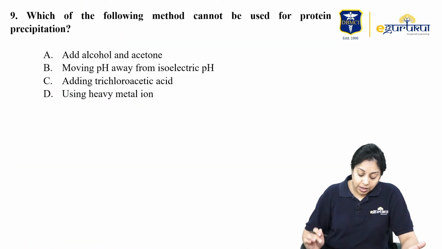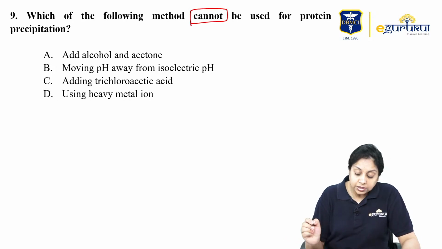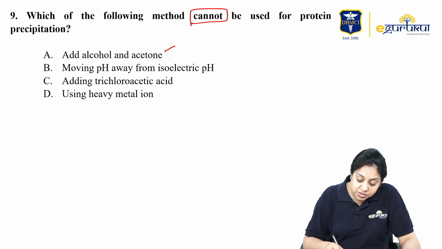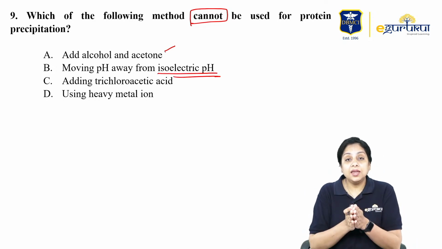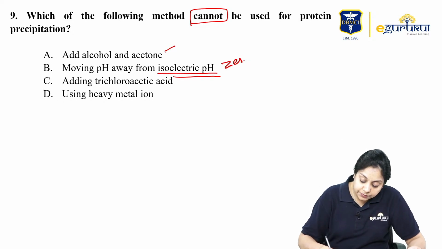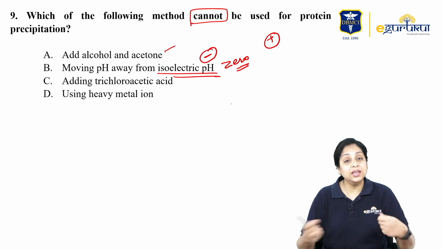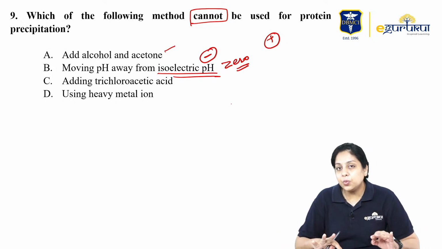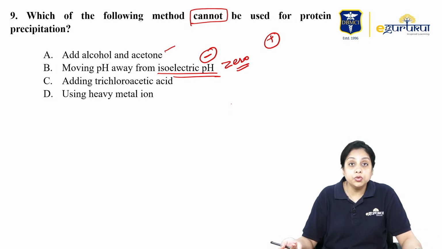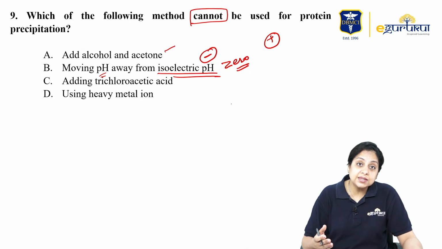Okay. Now next question is, which of the following methods cannot be used for protein precipitation? Adding alcohol and acetone? Yes, it does. Moving away from isoelectric pH. Isoelectric pH is the pH where the net charge on the protein is 0. So either you move it, can you move it if the charge is 0? You cannot move it in either way. It is fixed there. So that is the point when you can precipitate the protein out, because it is not moving. So if you shift the pH towards the acidic or basic, then protein is going to get moved. So that is against the precipitation.